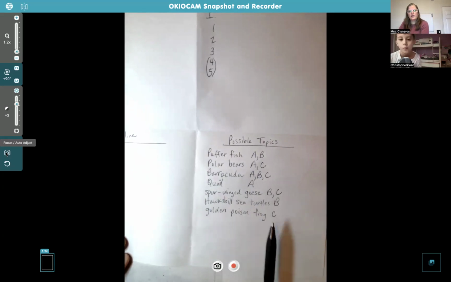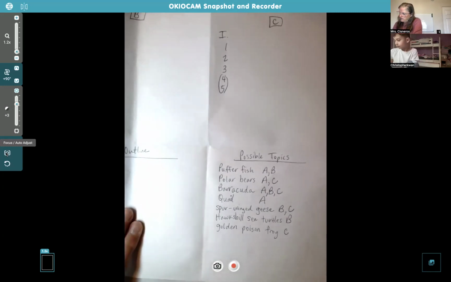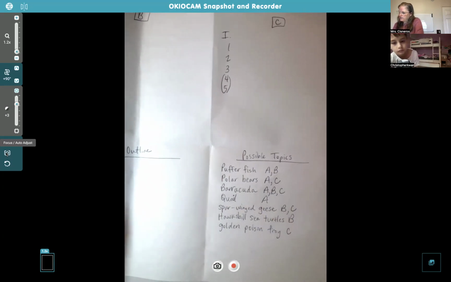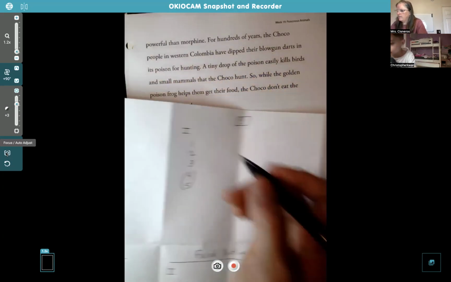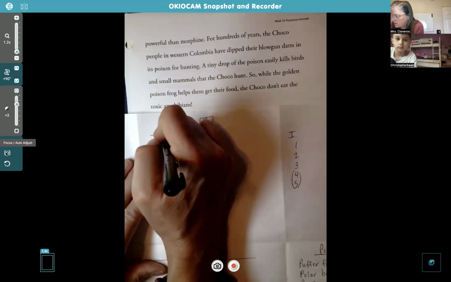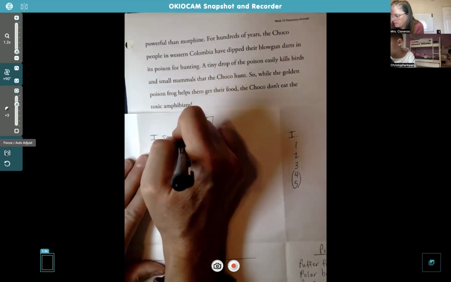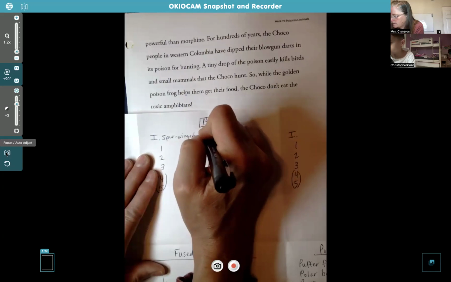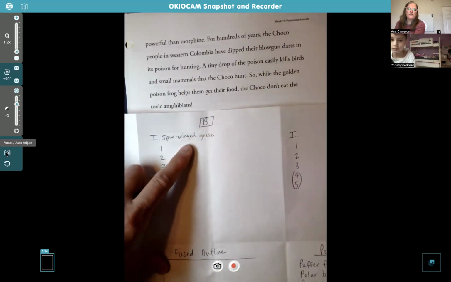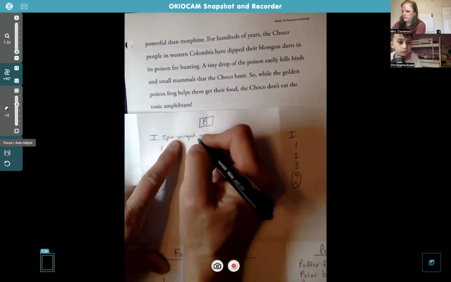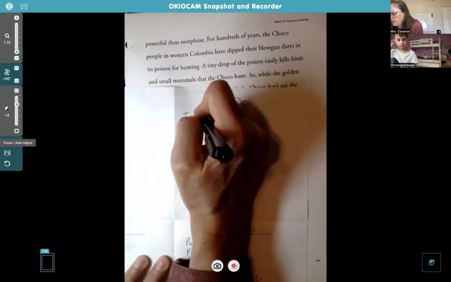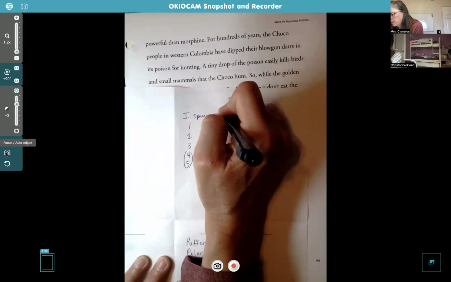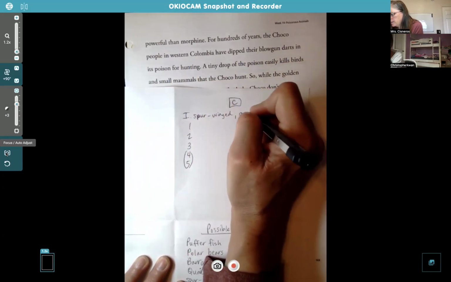Okay. So spur-winged geese is going to be, oh no, wait, you said, yeah. So for A, you can focus on the quail. And then B and C is going to be spur-winged geese. By the way, because it's a hyphenated word, that's just going to count as one. Okay. This is also going to be spur-winged geese.